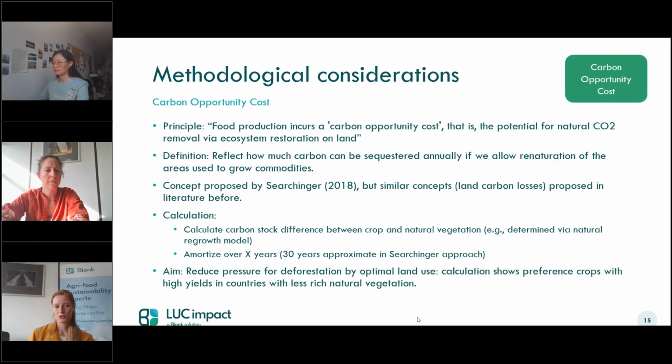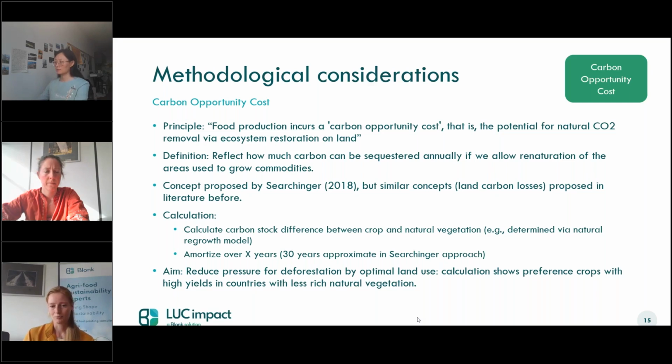If we go to this carbon opportunity cost, then the principle is a bit different. So the underlying principle is that food production always incurs a carbon opportunity cost, which is the potential for natural CO2 removal via ecosystem restoration on that land. So basically this metric reflects how much carbon can be sequestered annually if we would allow for renaturation of these areas, which are now used to grow certain commodities.